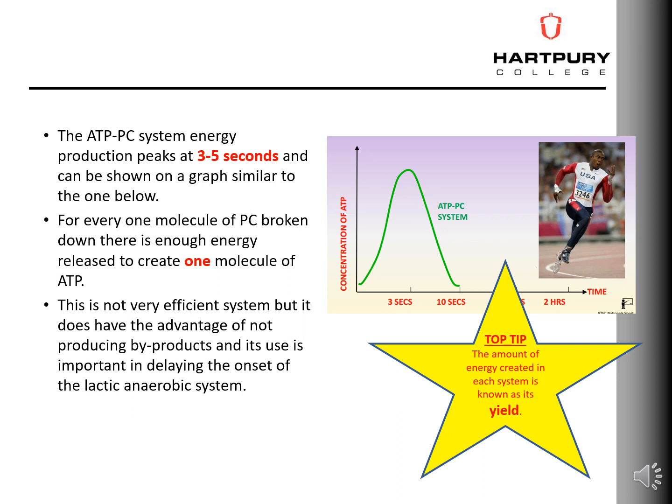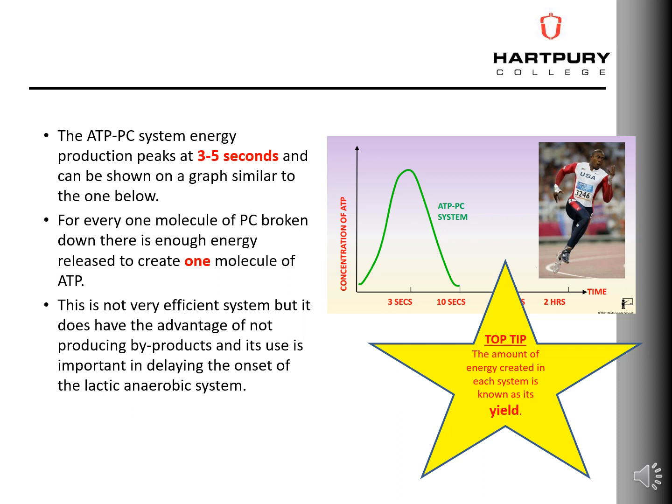If we look here, we've got the ATP-PC system. Take a look at our graph. The concentration of ATP is on the left-hand side and the timing on the x-axis. Okay, so if we look, the production peaks between 3 and 5 seconds, and that can be shown on a graph similar to this one below.